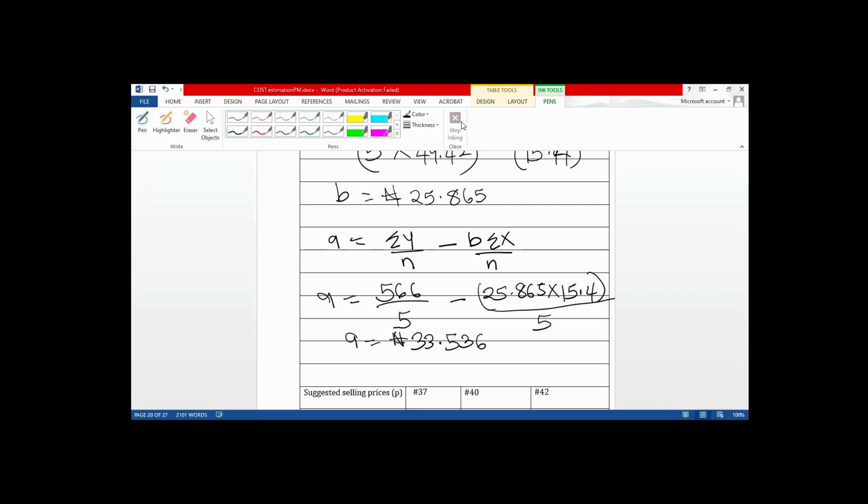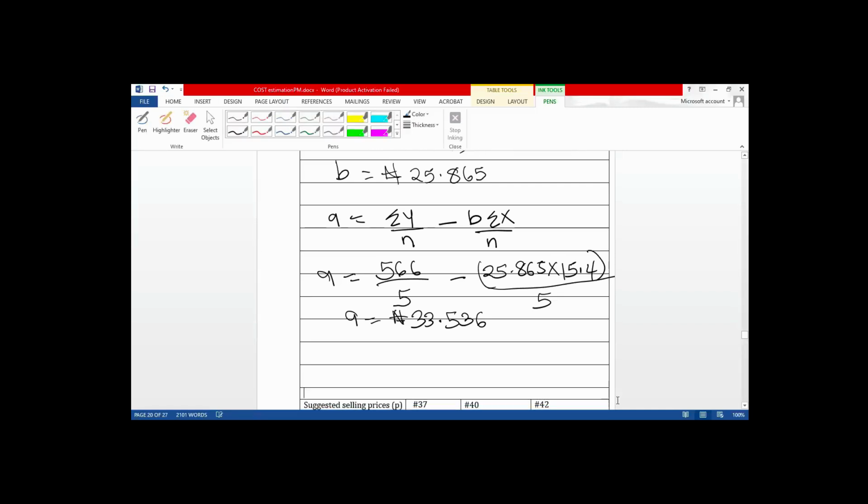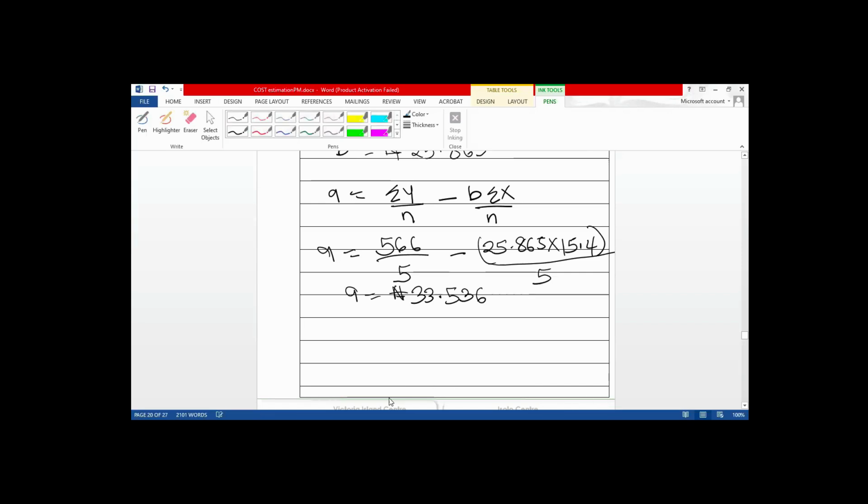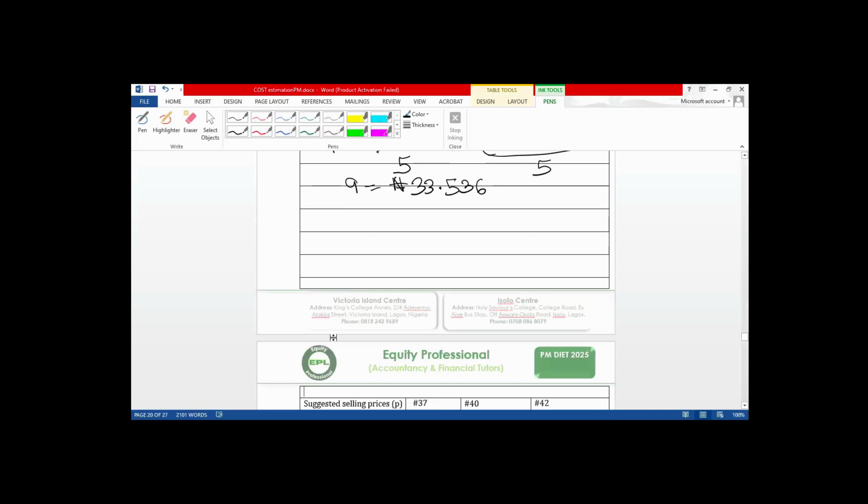Now remember that our cost is in 000s, is that not? Yes, sir. That means we need to multiply by 1,000, is that not? So we have 33,535 naira 80 kobo. When you are scaling down, remember it's just for convenience.